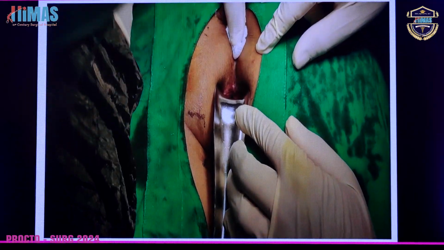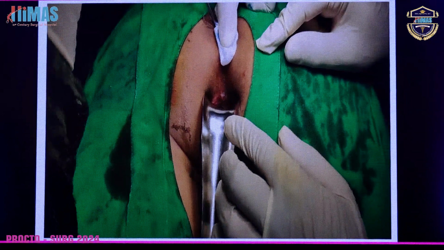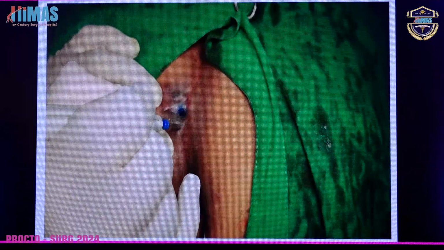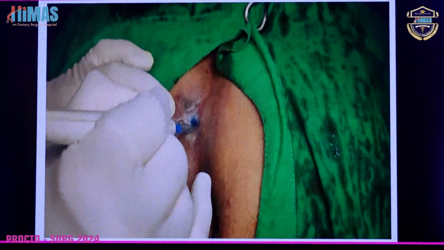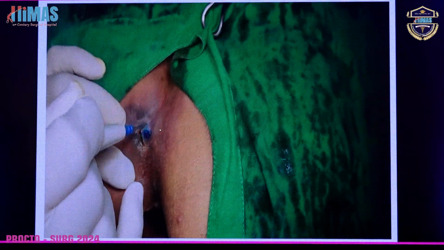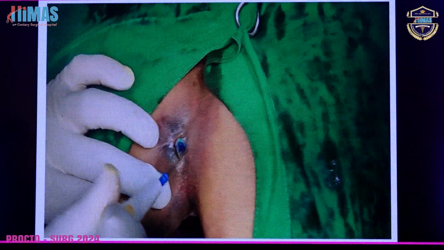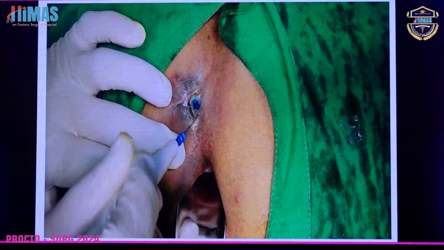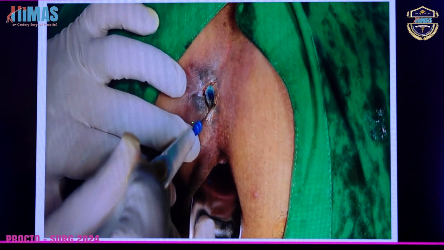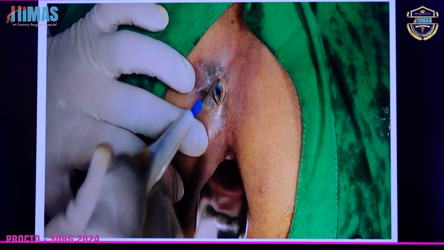So it is a fistula, and in such a fistula with branches, it is better to do a complete tract removal. So we take an elliptical incision near the external opening. The smaller incision you take, the better it will be, and the more you can approximate it later on. So this is the elliptical incision we have taken, and then we will be following the tract fully.